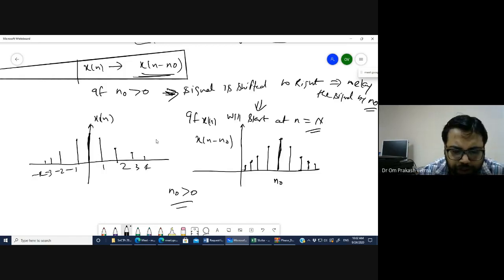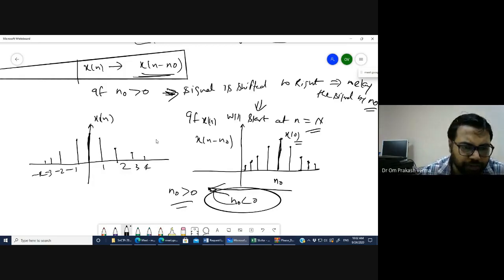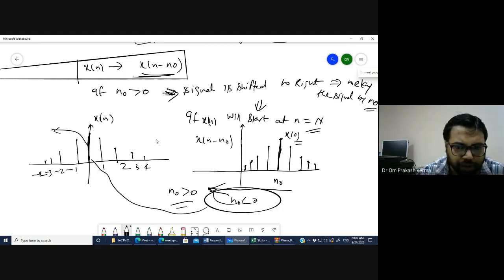So this becomes x0 now, right? In a similar way, when n naught is not greater than 0, if n naught is less than 0, then it will shift in this direction, then this will shift in this direction, this will again go in this direction. So this is the advancement of the signal when you write this.